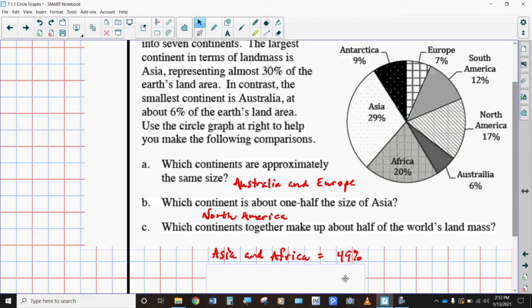So answers could vary, but rather than jump around and try and find which combinations come closest to 50%, I don't think you're going to get much closer than that. So we'll say Africa and Asia make up about half, and all the others combined are a little bit more than one half.